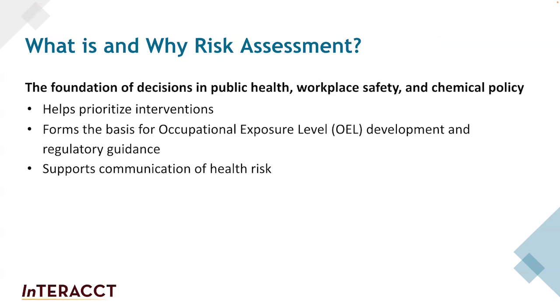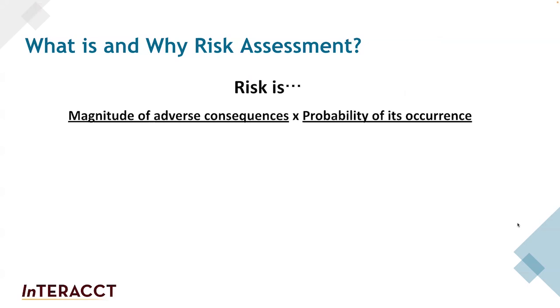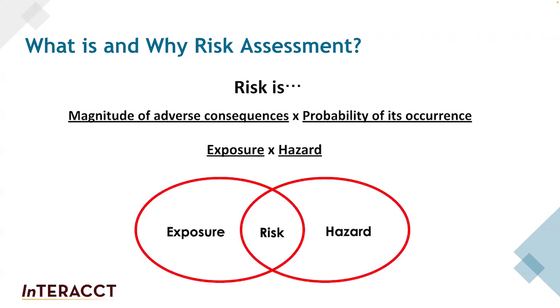In essence, risk can be defined as risk equals magnitude of adverse consequences times probability of occurrence. In practice, this means that even a low probability event may be considered high risk if the consequences are severe, such as death or permanent disability.